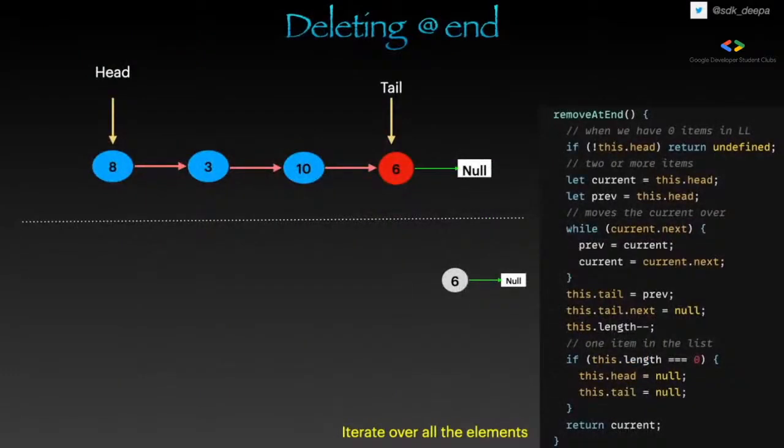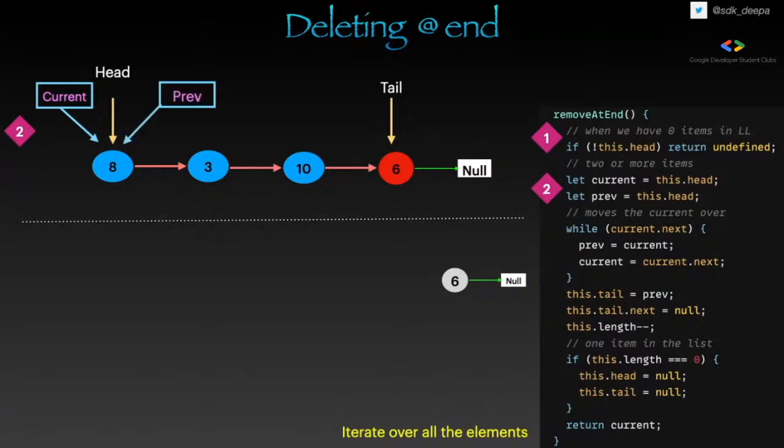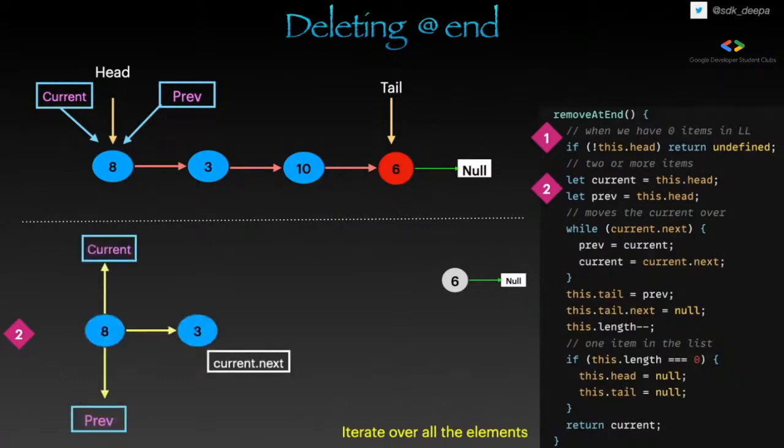If you see, here we are going to be checking for 3 conditions. One, if there are no items at all, if the list is empty, then return undefined. Two, if there are two or more items, then we create a couple of variables: current, and previous, which will be pointing to head. We have to iterate over the whole list of items in the linked list. How long do we do this? Until we have current.next.